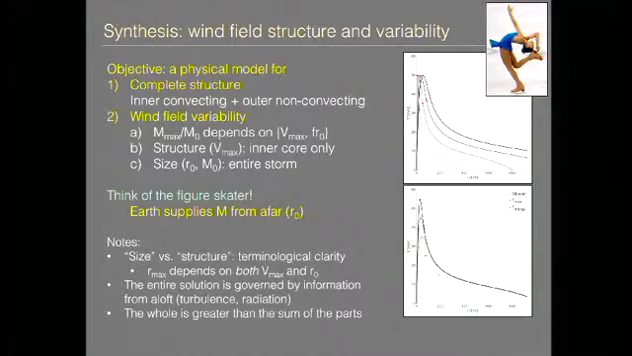So when I say angular momentum, I really mean per unit mass. And I'm focused only on the low-level wind field. So I'm ignoring variations in density, and I'm not concerned with what's going on above the boundary layer.